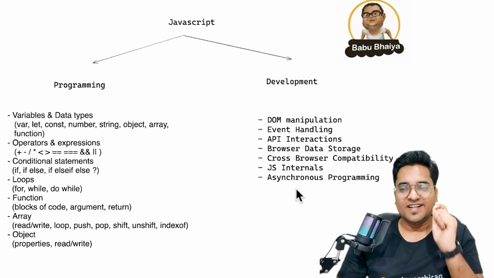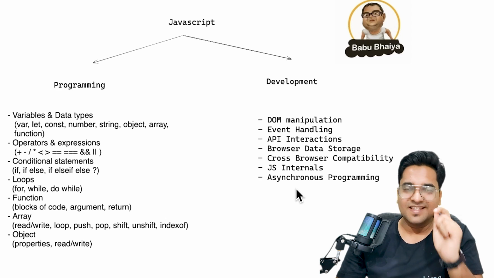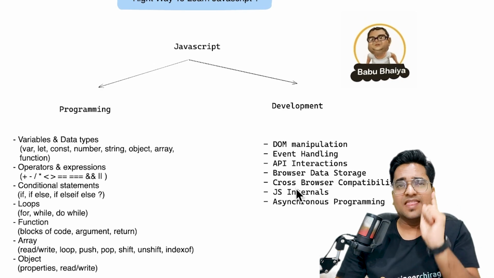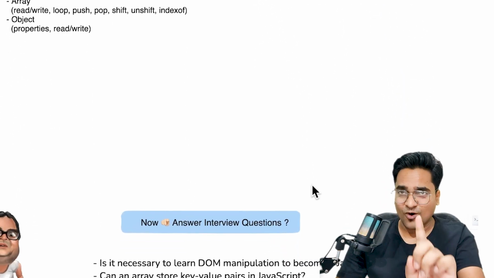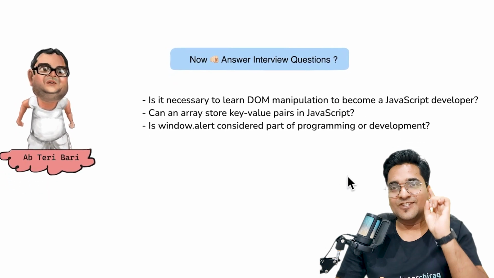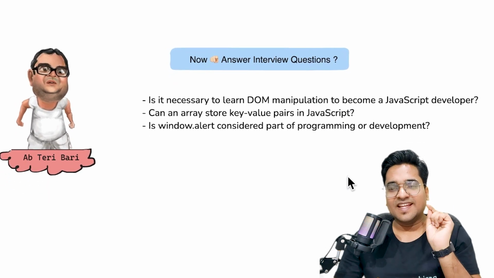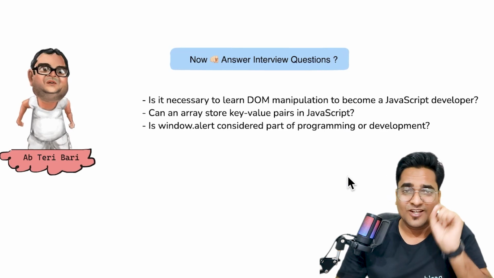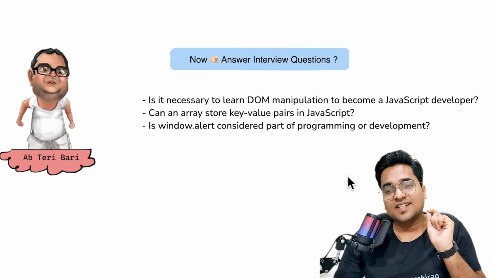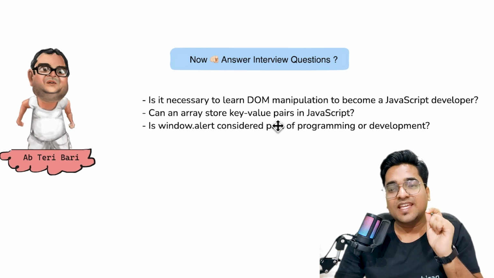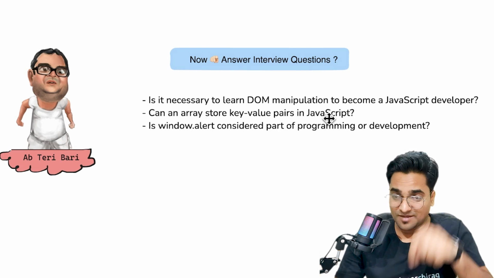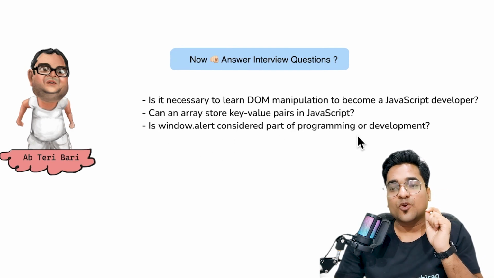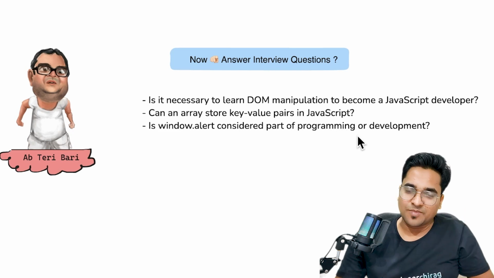So at a high level, do you understand? Now, if you have to learn JavaScript, you have to learn the right way. And the right way is you become a programmer first and then a great developer in JavaScript. Now, before we move on, it's your turn to answer. Is it necessary to learn DOM manipulation to become a JavaScript developer? Let me know in the comments, guys. Very, very important. Another question: can an array store a key-value pair in JavaScript? You have to help me, and if yes, how? Is window.alert considered part of programming or development? Again, let me know in the comments.